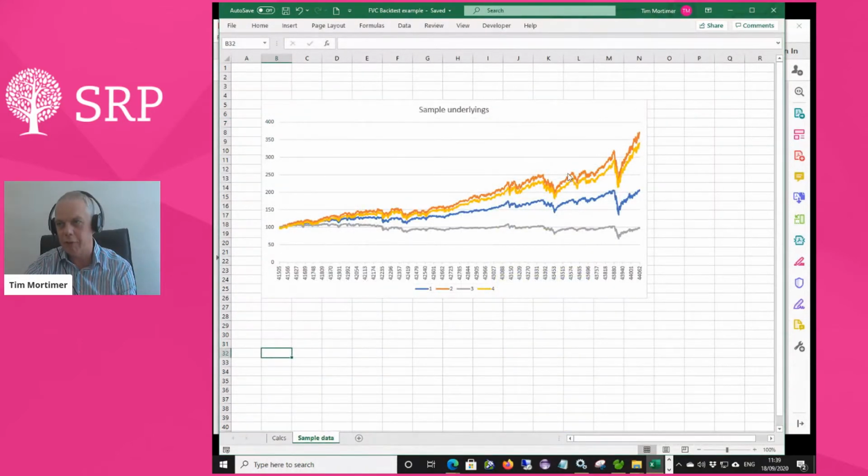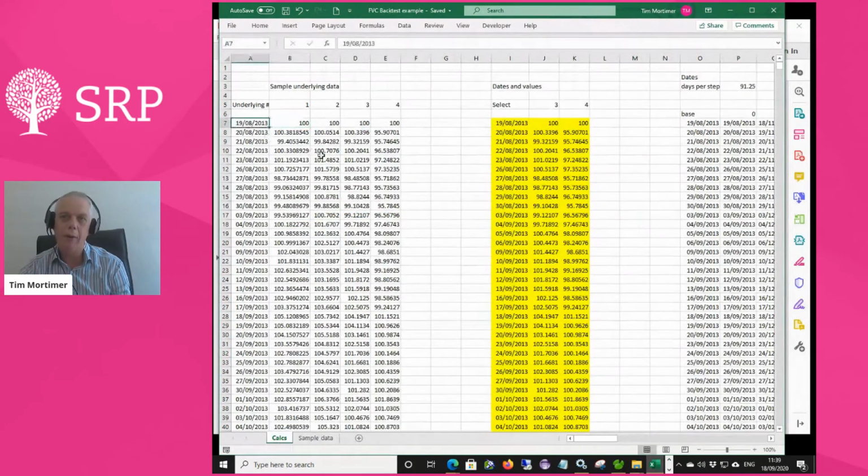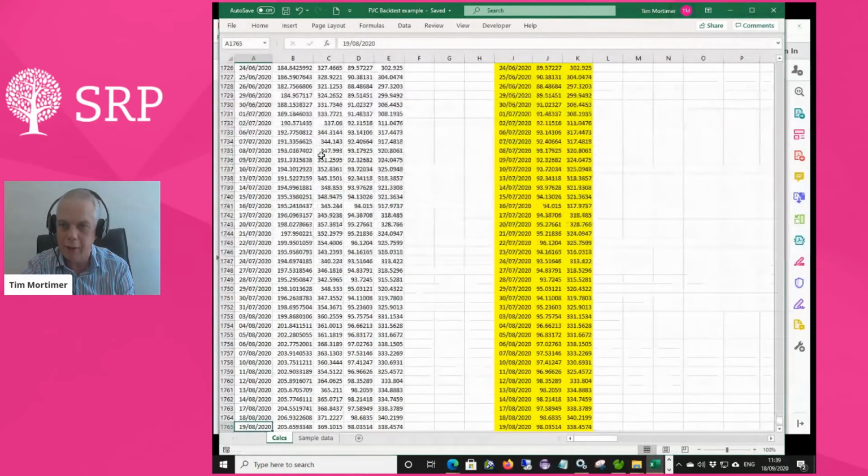So the first, these are 1 and 2, performing very strongly over a 7-year time horizon. 3 and 4, not quite so good. And you can see they kind of go up or down. And it's actually roughly what's happened in the last few years. So if you notice here, I've got 7 years of data. So I'm starting at 2013, going down to 2020.